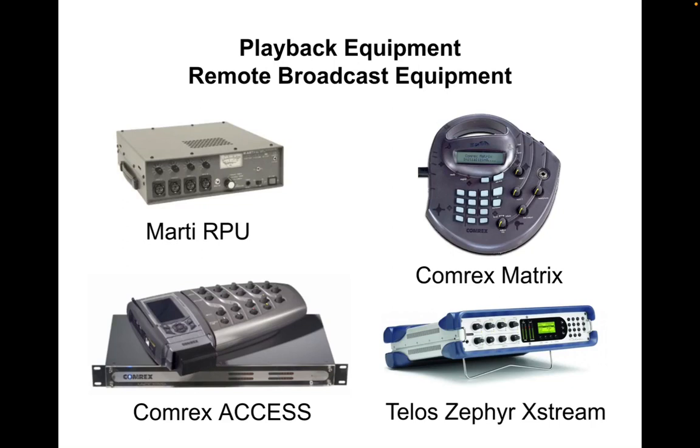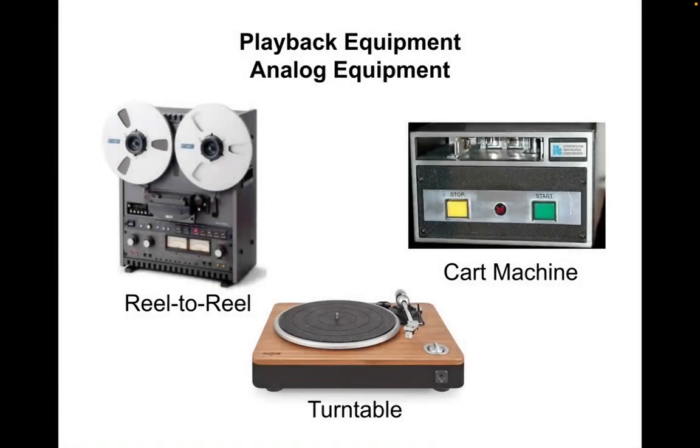Similarly, the Comrex Access is a portable IP audio codec that compresses audio as digital data and decompresses the received data into a digital audio format over the internet. This technology uses either a hardwired Ethernet connection or Wi-Fi and is the industry standard nowadays. And finally, here's a picture of some older analog equipment you may come across in your career or broadcast museum.